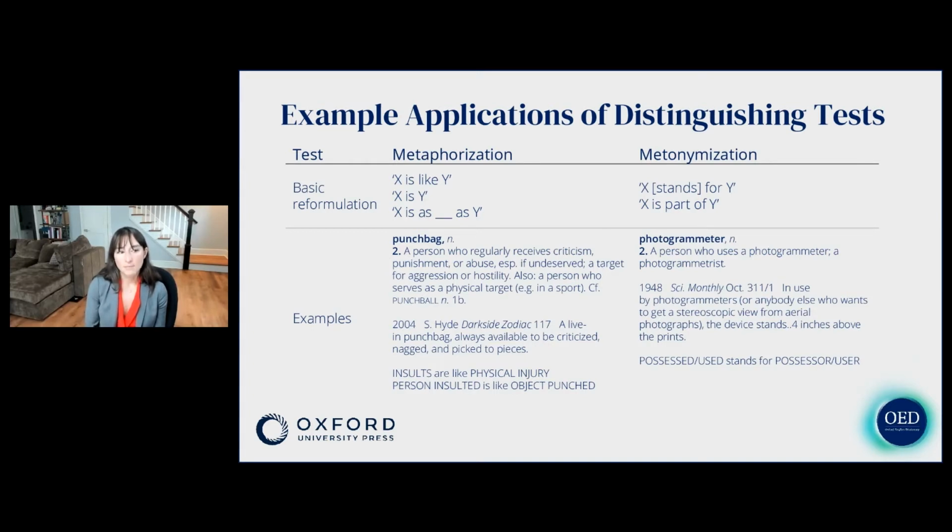Often it's not so much a test as a heuristic or a helping mechanism to uncover the information that's already there, rather than generating new information with these tests. With metonymization, a photogrammeter, a type of camera surveying instrument combination, the new sense is a person who uses a photogrammeter, and it actually metonymized from the sense of photogrammeter of the object itself. And so the item possessed or used is standing in for the possessor or user of it.